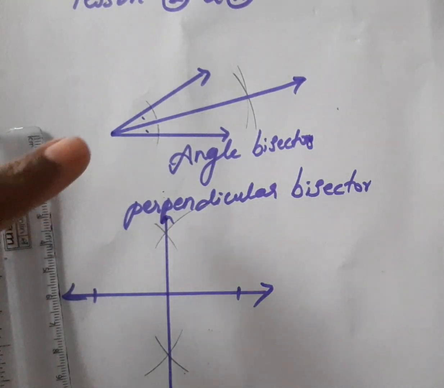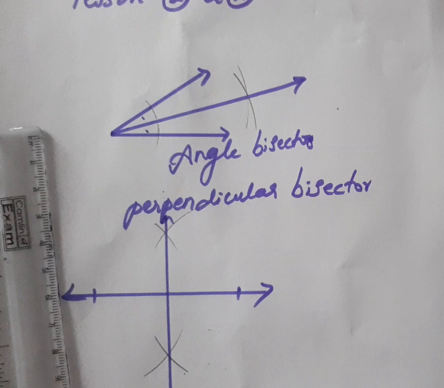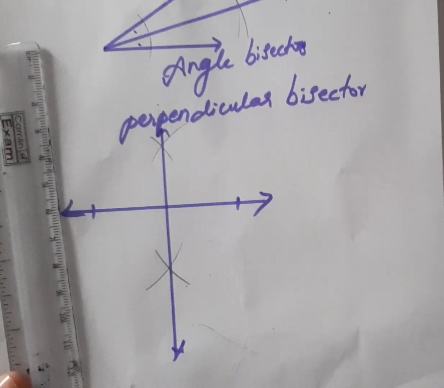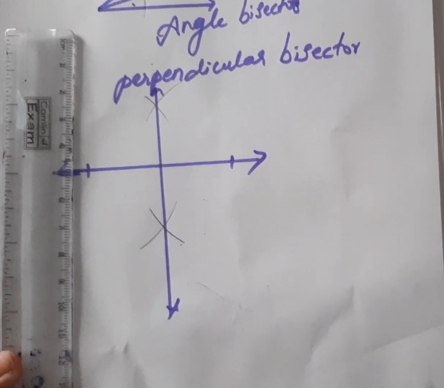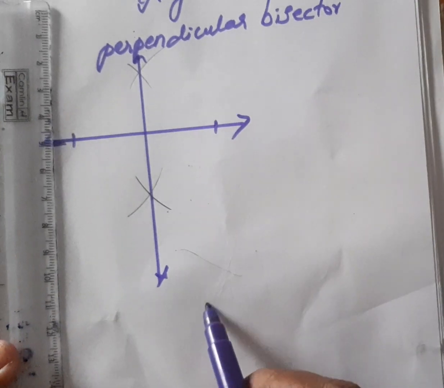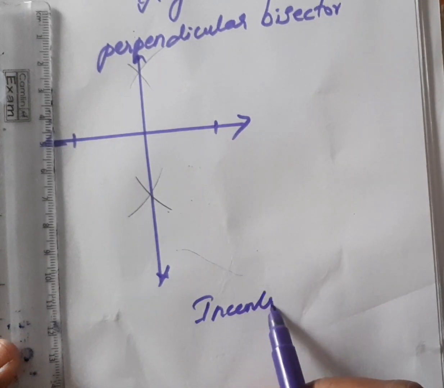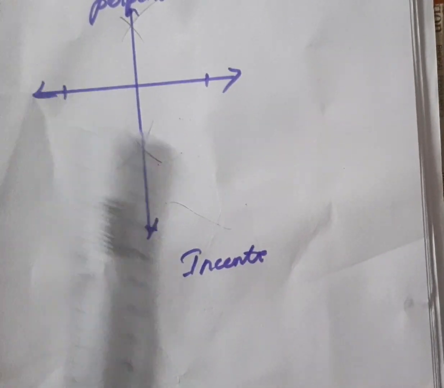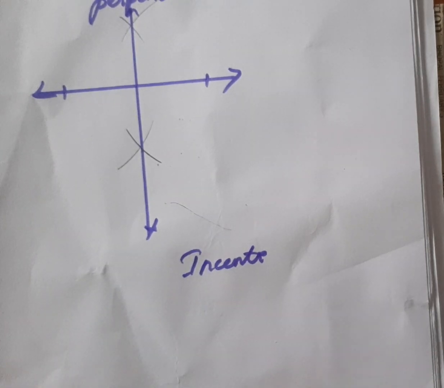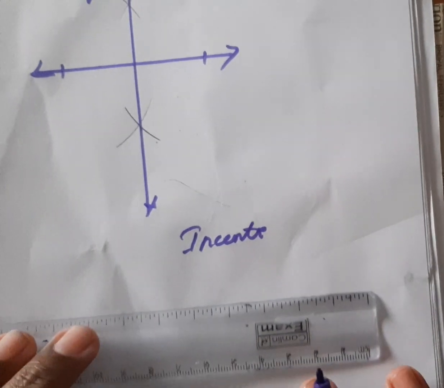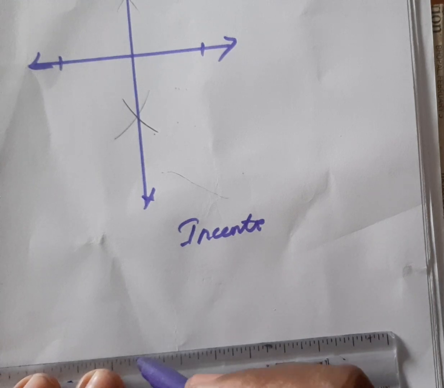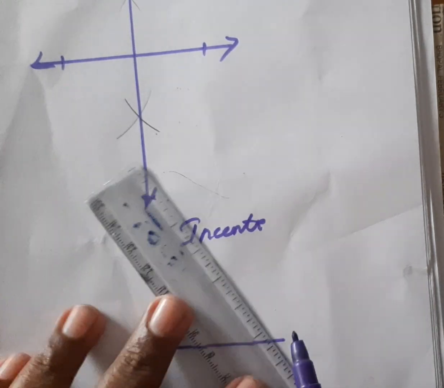What we have studied: this is an angle bisector, this is a perpendicular bisector. Now next we will study the incenter. What do you mean by the incenter? For that I will draw a triangle of any measure.